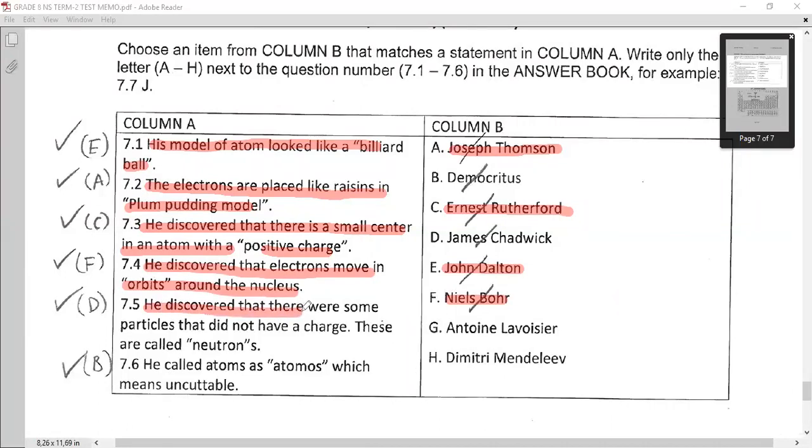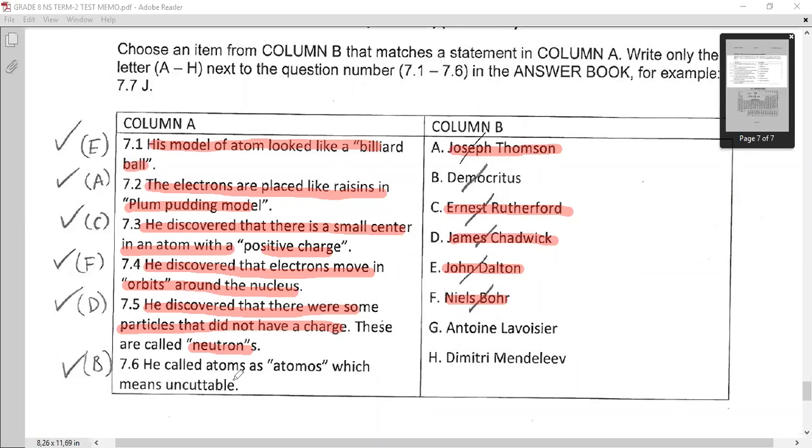7.5, he discovered that there were some particles that did not have a charge. There are 3 subatomic particles: positively charged protons, negatively charged electrons. What was the other one? Zero charge neutrons. They are in the center with protons, in the nucleus. That's 7.5, James Chadwick. It's around the 1940s, if I'm not mistaken. So until the 1930s, 40s, we didn't know there was something called a neutron.